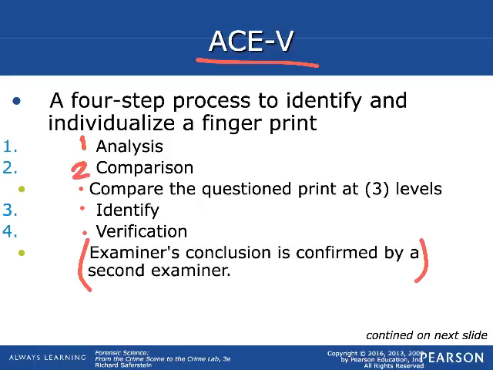Number 2 is they compare. Number 3 is they identify. Okay, so they're going to say, yes, it came from the same source. No, it didn't come from the same source. So then they could exclude it. They could also say it's inconclusive. We didn't get enough of it.